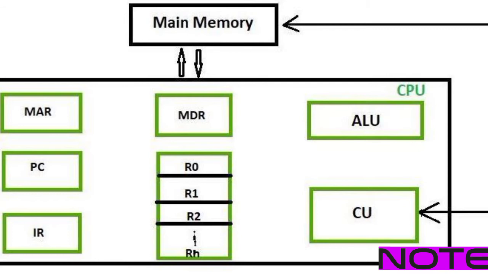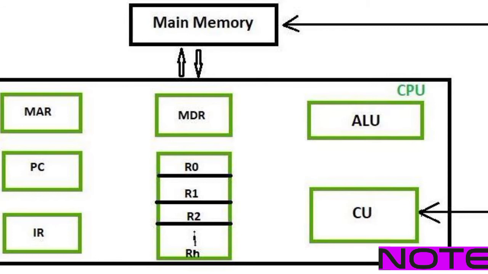Accumulator is used to store the result of any arithmetic operation in the ALU. Memory buffer register, MBR, is a buffer register used by the CPU to store data which is being transferred to and from intermediate storage like RAM.